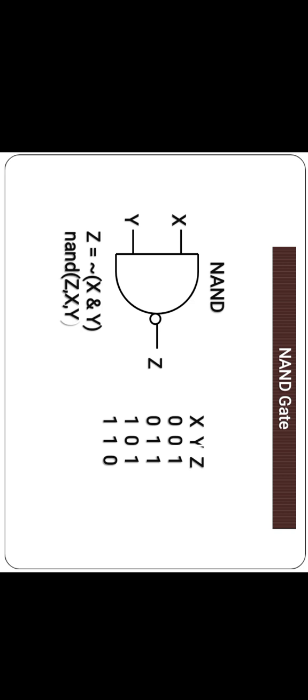Figure shows the truth table of NAND gate. Here, the inputs are X and Y, the output is Z. For 0, 0, the output is 1. For 0, 1, the output is 1. For 1, 0, the output is 1. For 1, 1, the output is 0. Figure shows the implementation of NAND gate.